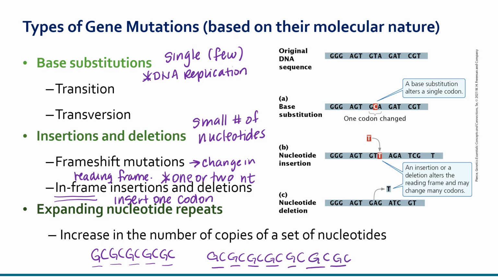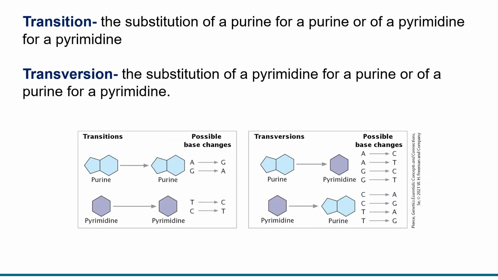And then maybe the next time we increase it a little bit more. So that's what we mean by expanding nucleotide repeats. Again, usually a small number of nucleotides here. There are two types of base substitution mutations.